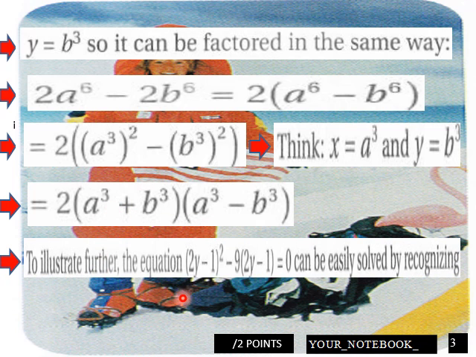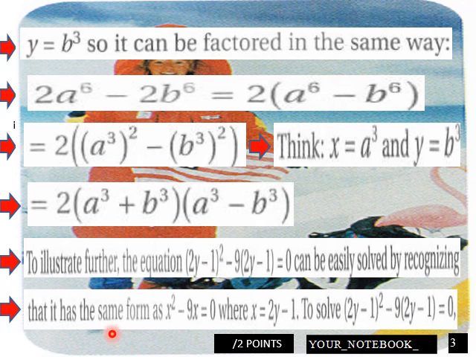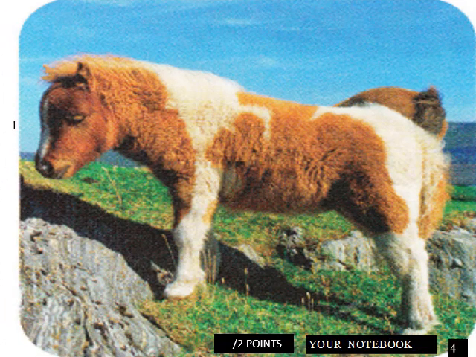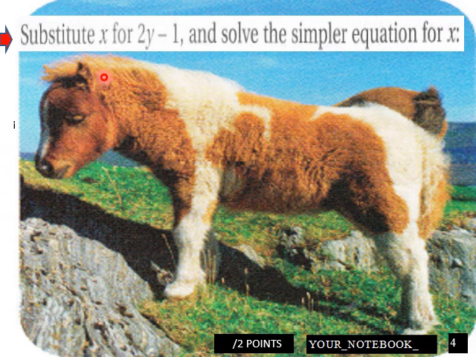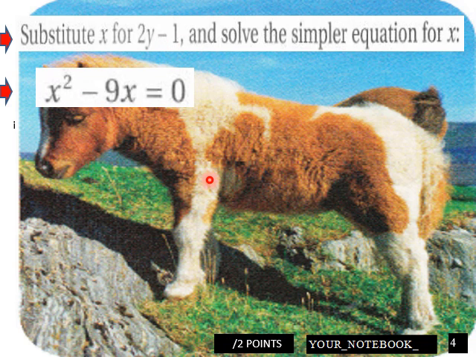To illustrate further, the equation 2y minus 1 squared minus 9 times 2y minus 1 equals 0 can be easily solved by recognizing that it has the same form as x squared minus 9x equals 0. So you have factoring patterns that are usually covered by Gaussian pre-algebra, really. Substitute x for 2y minus 1 and solve a simpler equation for x.